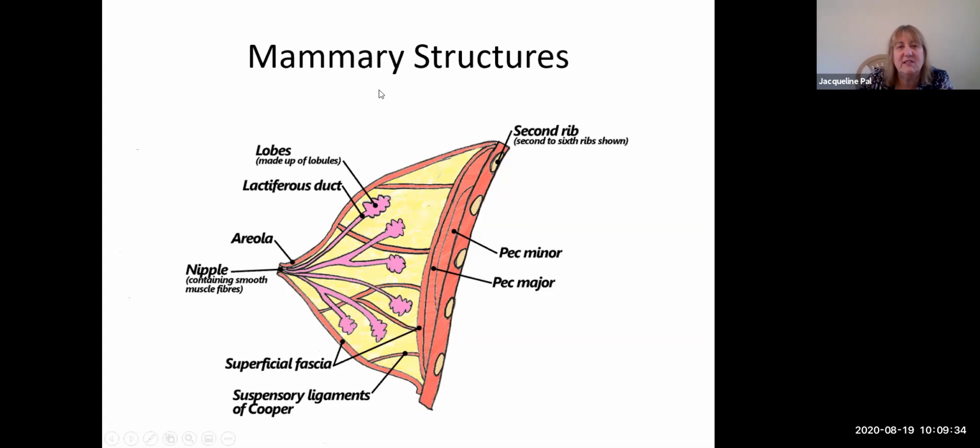So once again, the breast tissue is anterior to our ribs. It has lobes and lobules, which then lead to lactiferous ducts, which all go together into the nipple, where there are about half a dozen to a dozen openings. And the nipple also has smooth muscle fibers that when stimulated help with the milk letdown reflex. In addition, there are suspensory ligaments attached from the fascia of the pectoralis major muscle to the undersurface of the dermis.